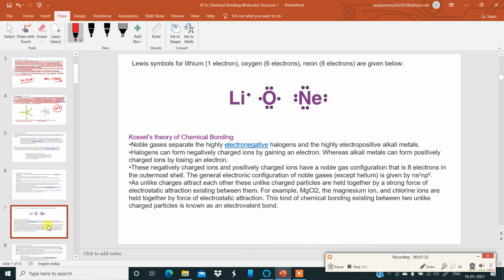Then Lewis symbols for lithium, oxygen and neon, which will be discussed now. Okay, Lewis symbols. Lithium has 1 electron in the valence shell, oxygen has 6 electrons, and neon has 8 electrons. So this is how you represent the Lewis symbols.